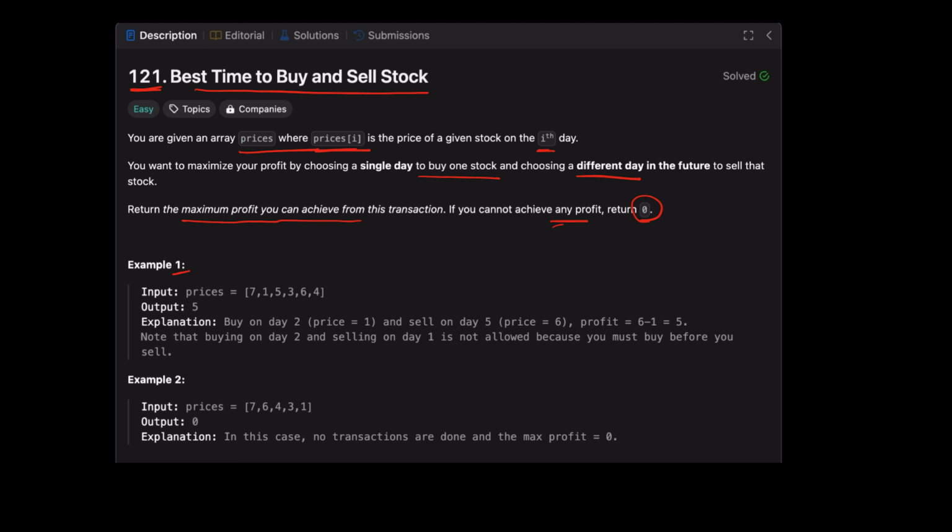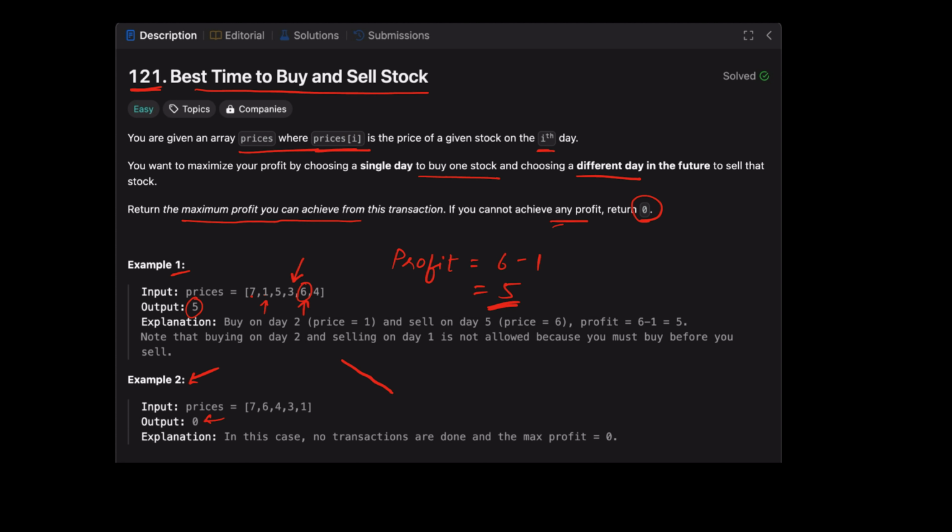In example number 1, based on the stock prices given to us, the maximum profit that we can make is if we purchase the stock on day 2 and sell it on day 5. That is, buy it for 1 and sell it for 6. The total profit will be 6 minus 1, that is 5. In example number 2, as the stock prices are decreasing every day, there is no way to make a profit, hence the output is 0.